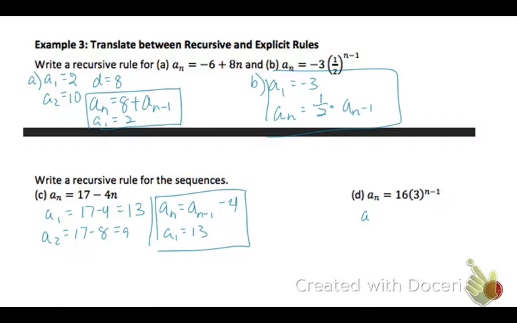All right, and then the last one with these, we have an explicit rule for a geometric sequence. So I have my first term. If I plug in 1, I get 16. I see that my multiplier is 3, so my recursive rule is that multiplier 3 times the term that came before, and then I give my first term as 16.